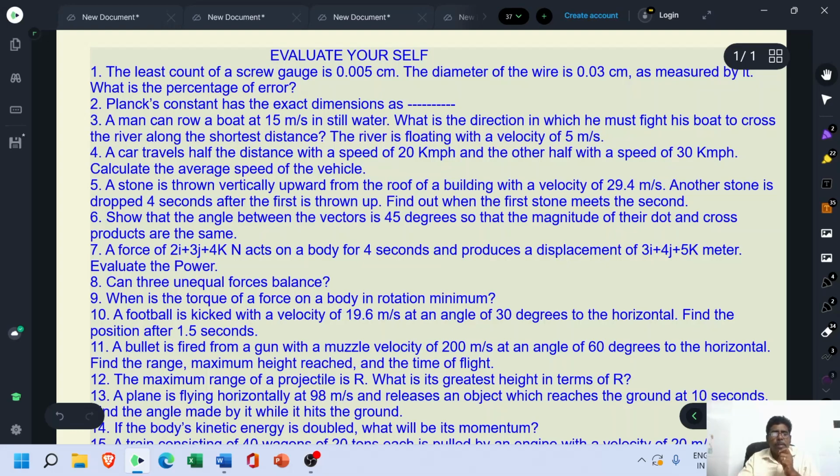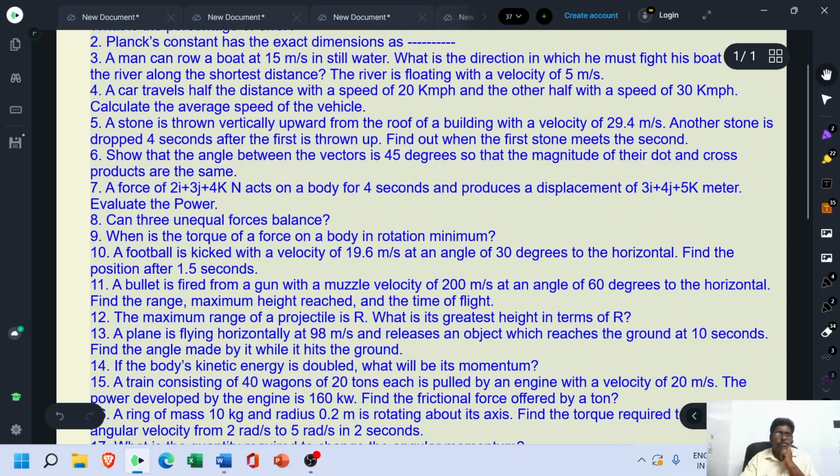Next question is, a man can row a boat at 15 meters per second in still water. What's the direction in which he must fight his boat to cross the river along the shortest distance? The river is flowing with a velocity of 5 meters per second.